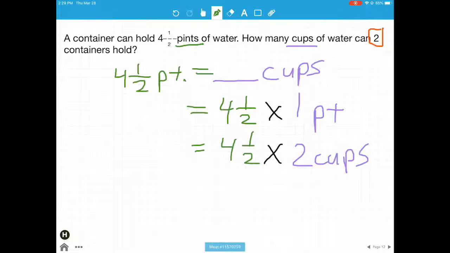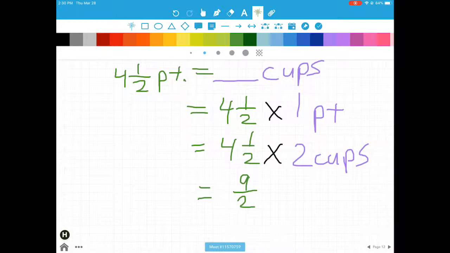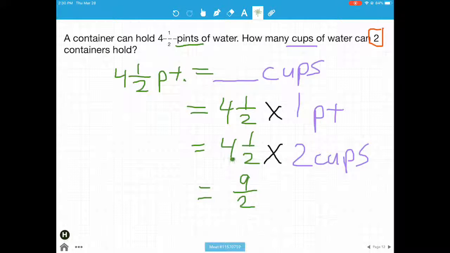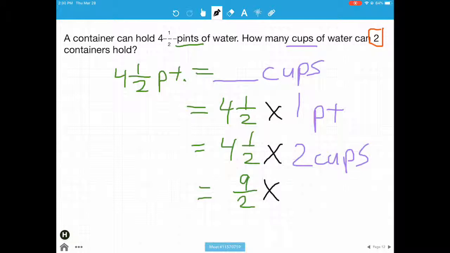Okay, some of you can already see how much it is. I already gave you the answer. All right, but to go through the motion, we have to change the fraction into an improper fraction. So that's going to be 9 halves. How did I do that? Multiplied the 2 and the 4, and then I added the 1. 2 times 4 is 8, plus 1 is 9. So 9 halves.